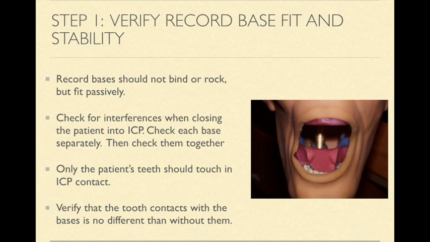If you change the patient's intercuspation relationship, it means you change the patient's occlusion, which is not allowed when you do removable partial denture cases. And you have to check that the patient's teeth only touch when you check the ICP contact. Then you have to verify that the tooth contact with the bases is no different than without them.